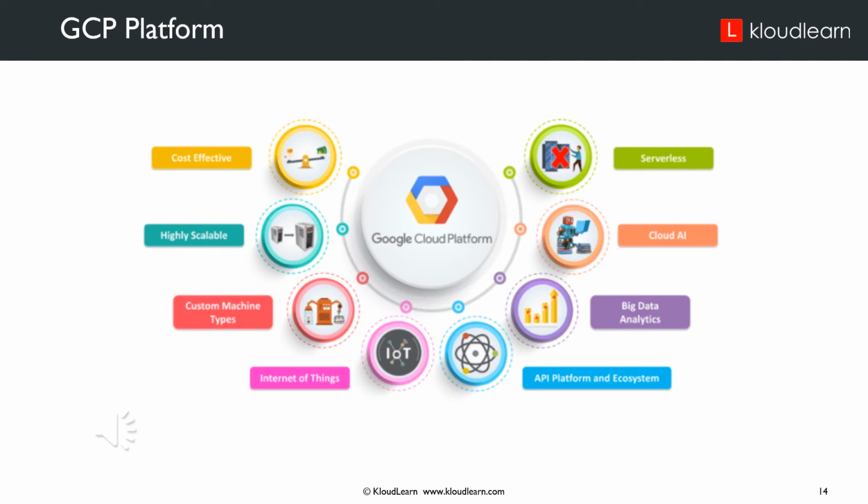The GCP platform has many benefits. It's cost effective, it's highly scalable, it has custom machine types, it provides the Internet of Things, it has an API platform and an ecosystem, it provides big data analytics, it comes with cloud AI functionality, and the best of it all, it is serverless.